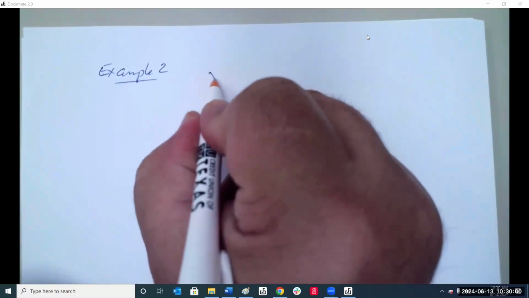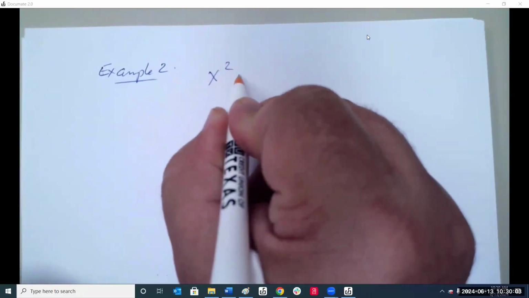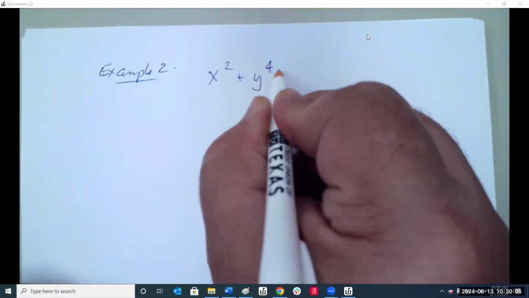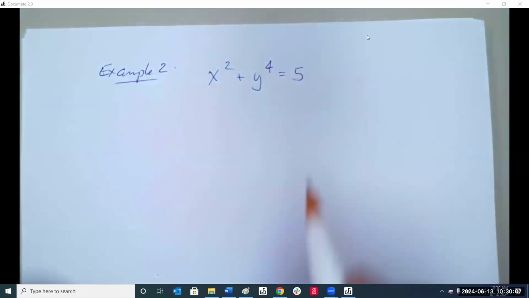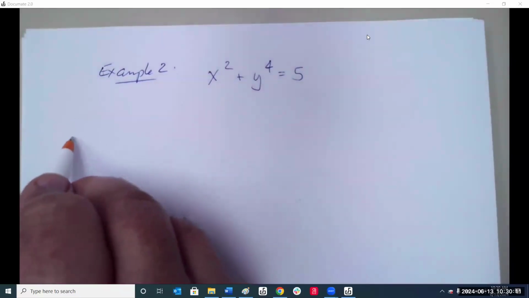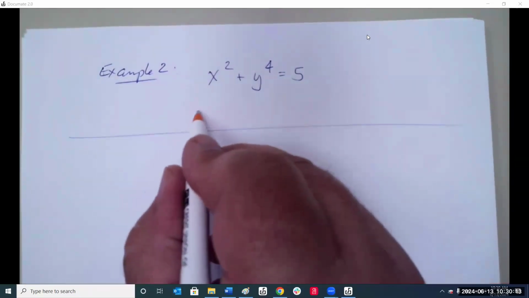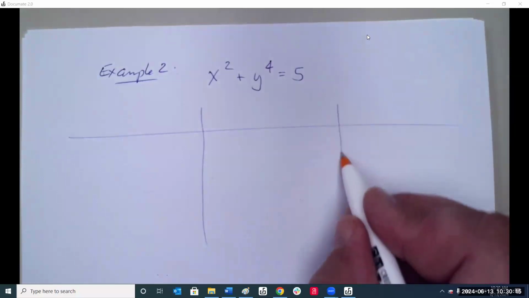Let's look at example 2. x squared plus y to the 4th equals 5. We have to look for the x-axis, the y-axis, and the origin.